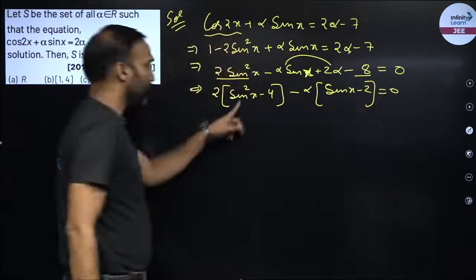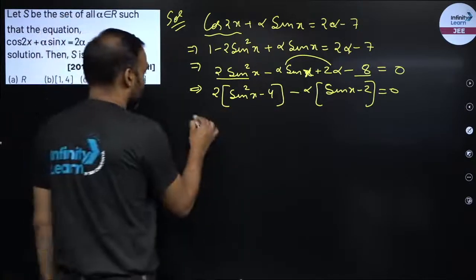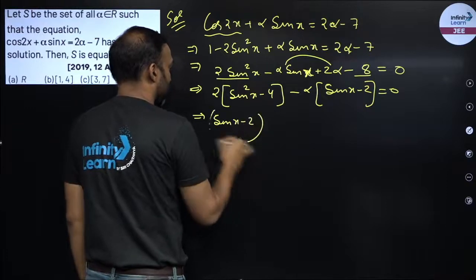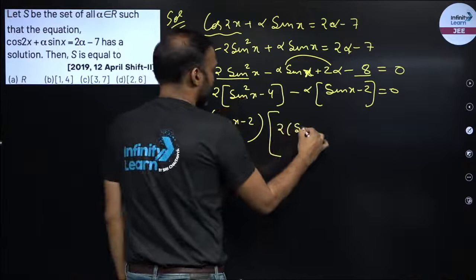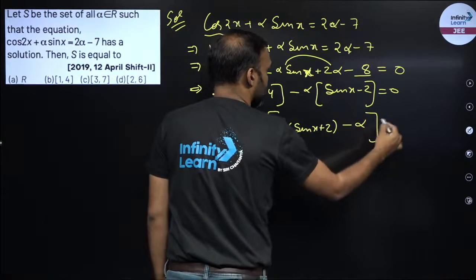Now try to observe over here. This is sin square x minus 4, so a square minus b square. So I can take sin x minus 2 common. If I take sin x minus 2 common from here, I will have 2 into sin x plus 2 minus alpha. This is equal to 0.